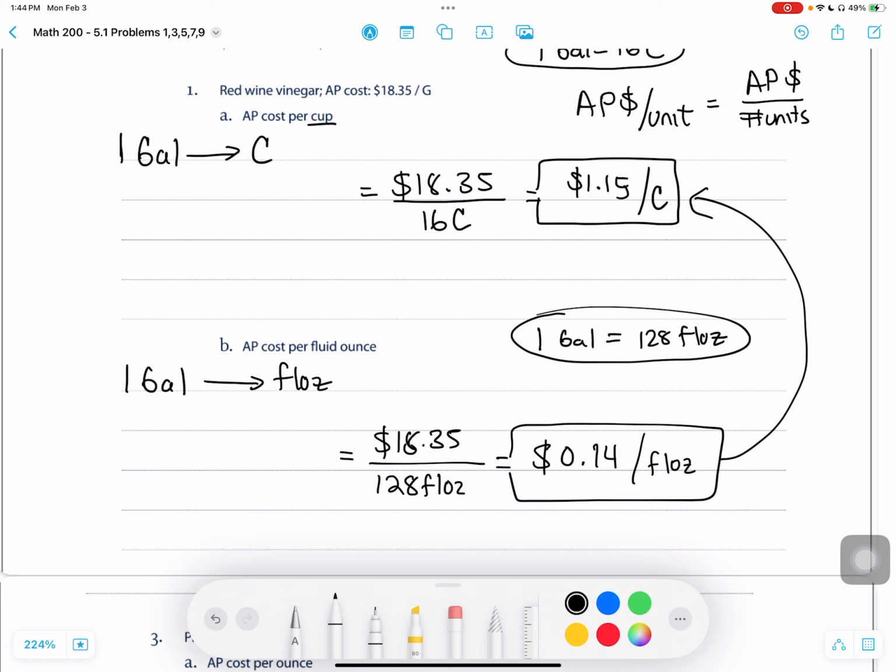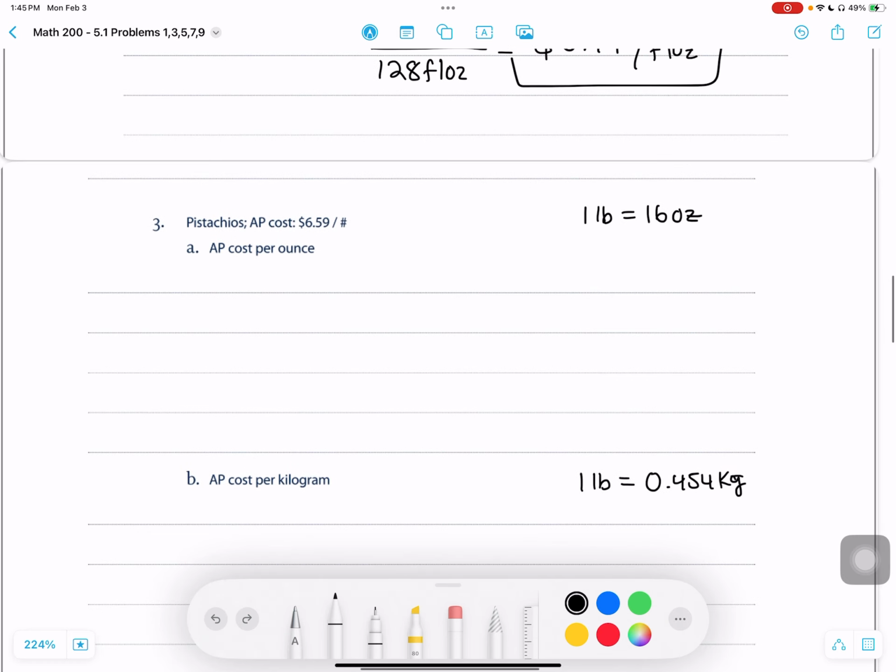Okay, the same price as this price. It's just written in terms of different volumetric units. Okay, let's go ahead and do problem 3 now.